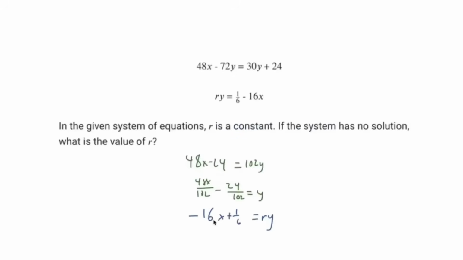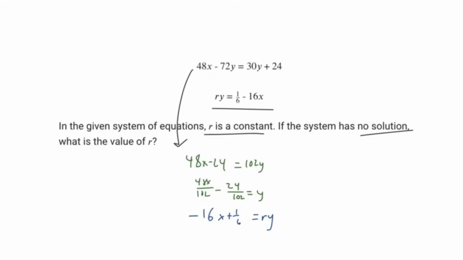In the given system of equations, R is a constant. If the system has no solution, what is the value of R? So I already did some of the work here because writing with a mouse is very hard. So we just arrange the top equation into slope-intercept form. So we get Y equals 48x over 102 minus 24 over 102. And we compare that to the other equation, which is stated, Ry equals 16 minus 16x.